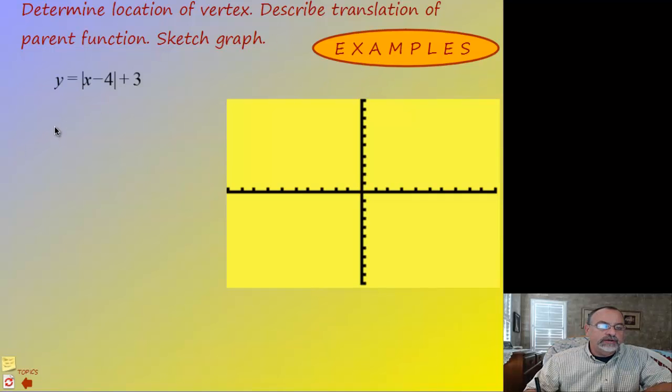Here's our example, y equals the absolute value of x minus 4 plus 3. The first thing I want to do is locate the vertex. Again, I can use the shifts to locate where my vertex will be. On the inside, the number that's next to the x is the horizontal shift, along the x-axis. And again, it's the opposite shift of what I see. I see a negative 4 here, so my shift is going to be a positive 4. On the outside is the shift up or down, so this is going to be a shift up 3. Remember, the horizontal shift is the opposite number that I see. The vertical shift is the number that I see. So my vertex is going to be at 4, 3.